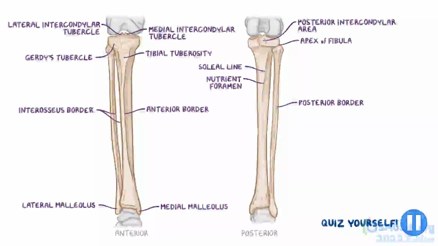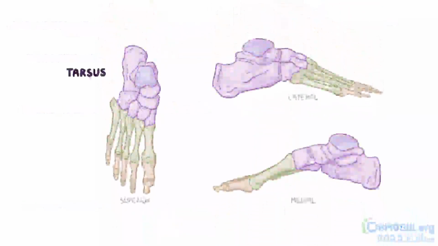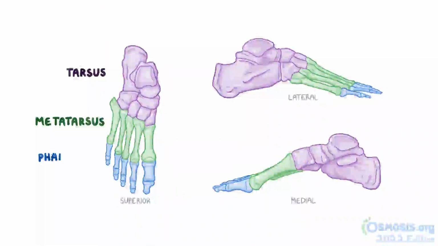Whew! We've reached the foot! The foot can be divided into 3 parts: the tarsus, metatarsus, and phalanges. First up, the tarsus makes up the posterior part of the foot, and it consists of 7 bones.